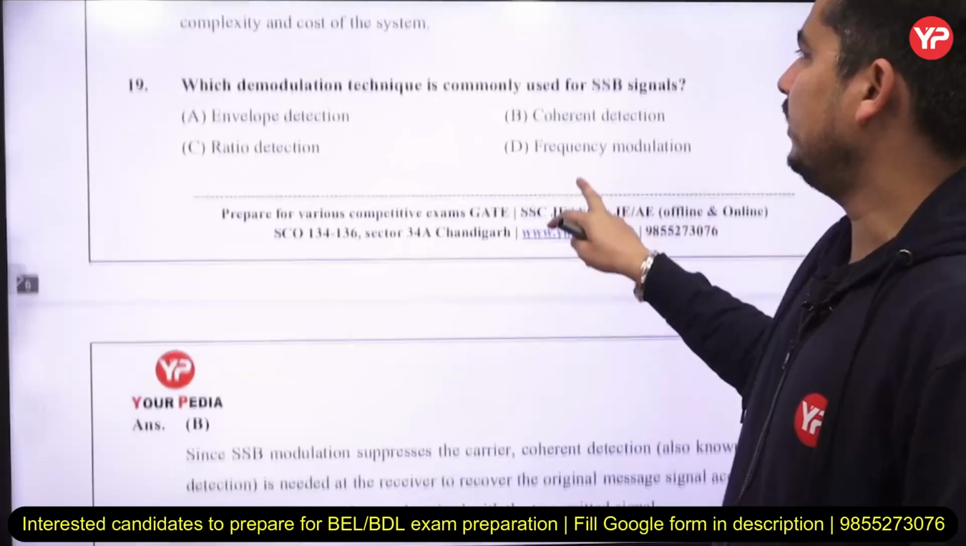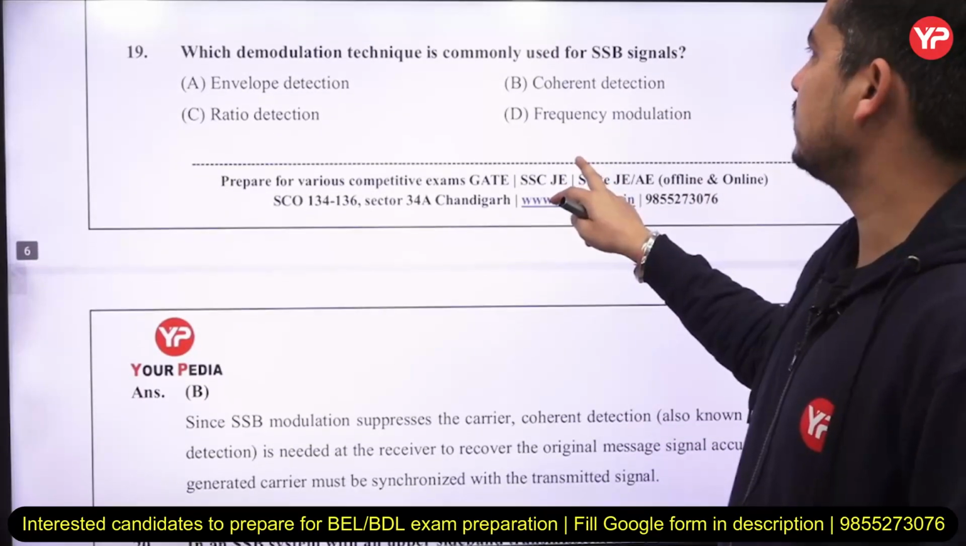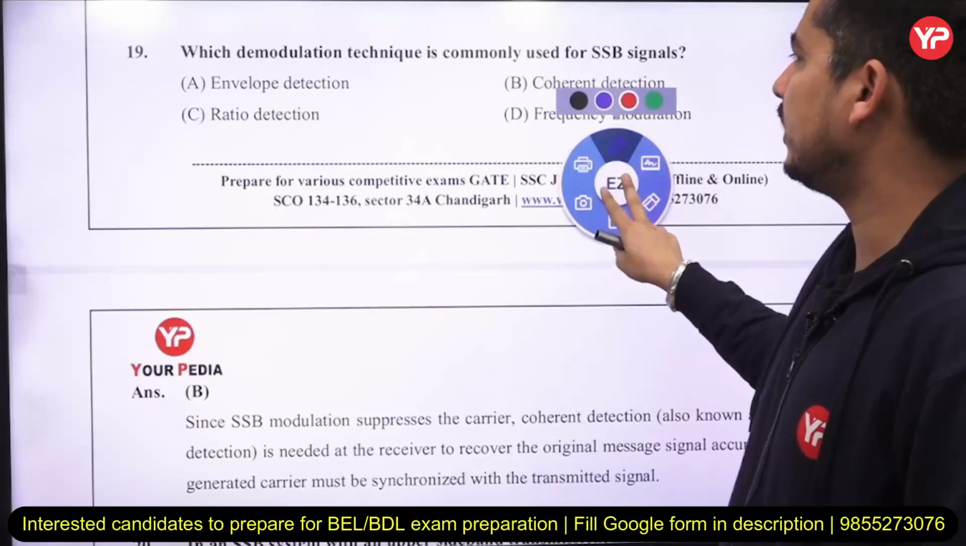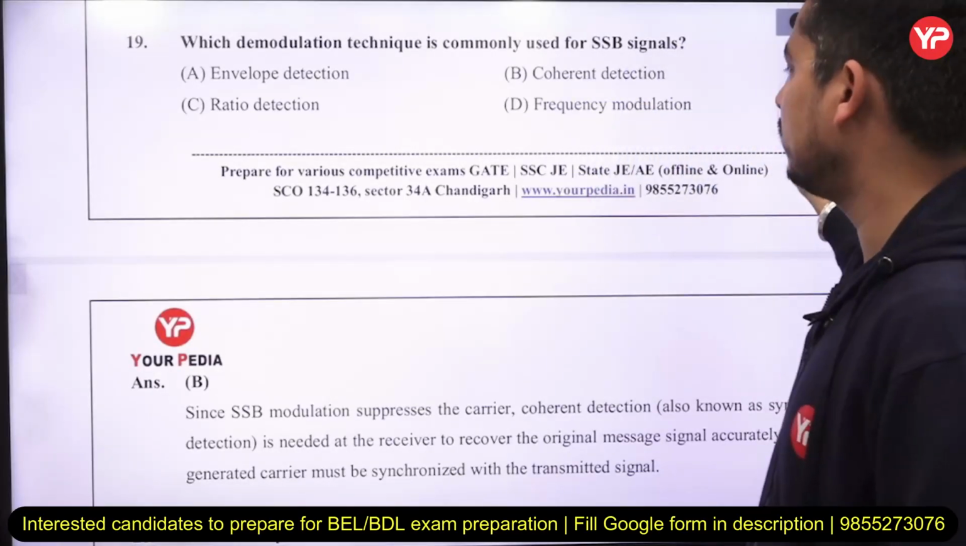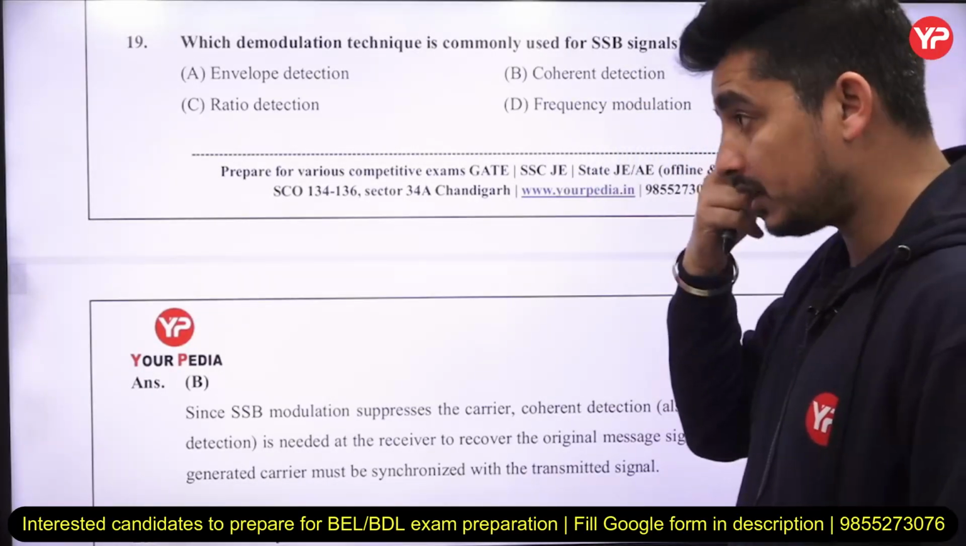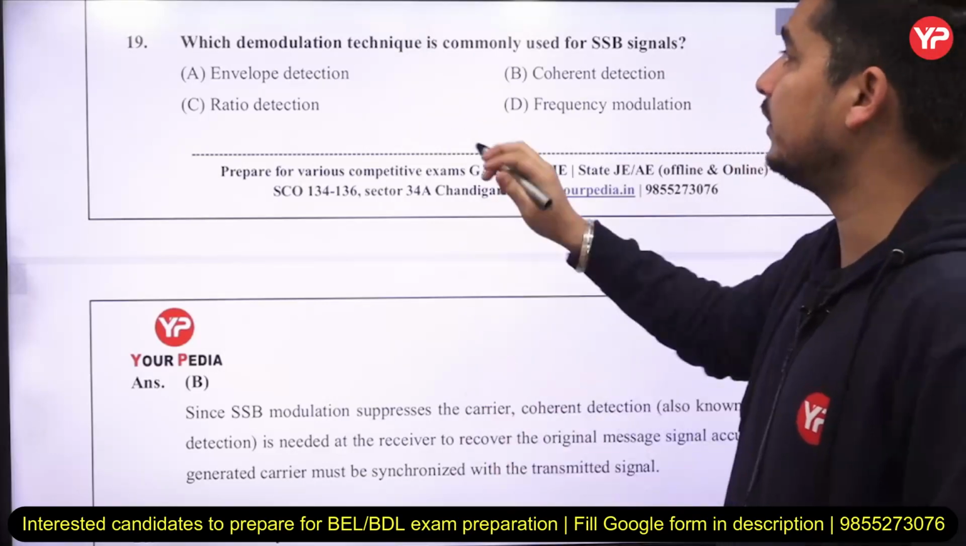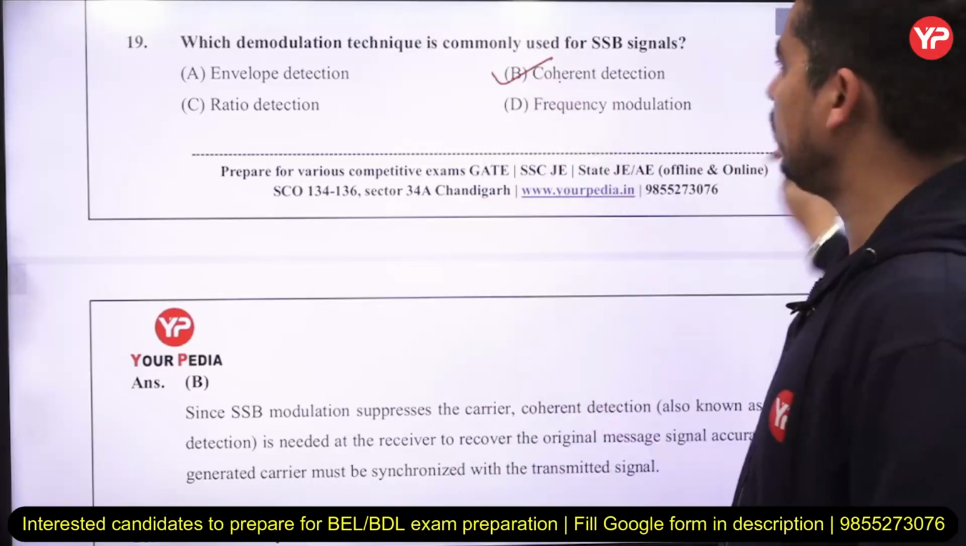Which demodulation technique is commonly used for SSB signal? Whenever you are discussing demodulation, coherent detection is used for DSB-SC and SSB. So the answer will be coherent detection.